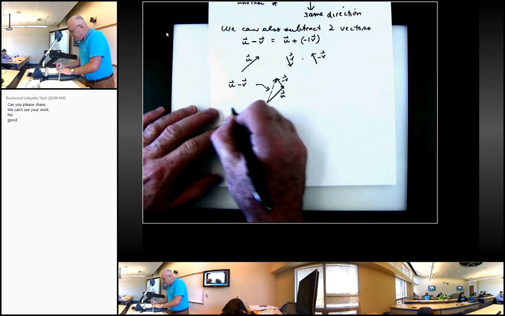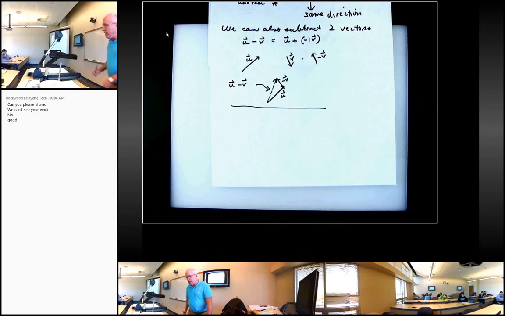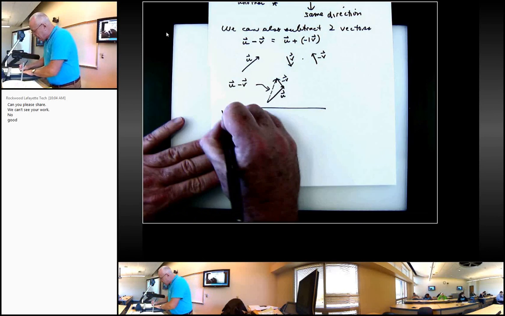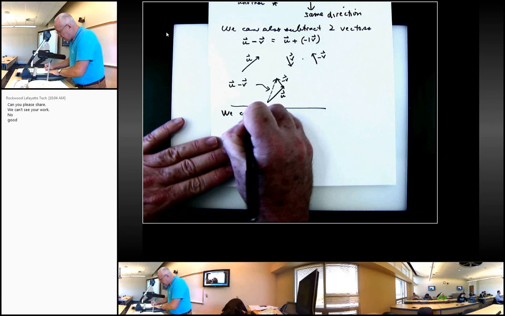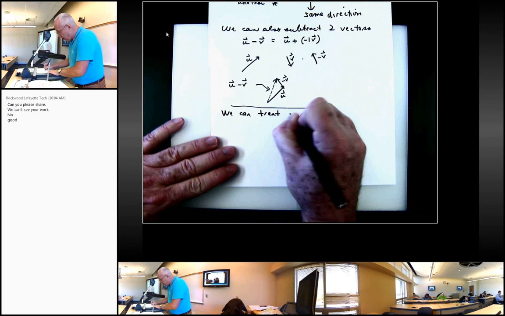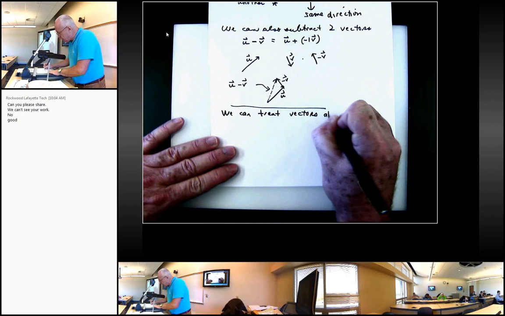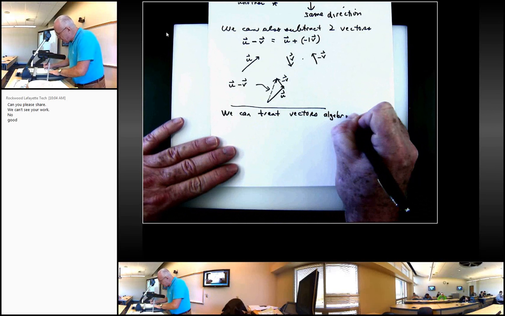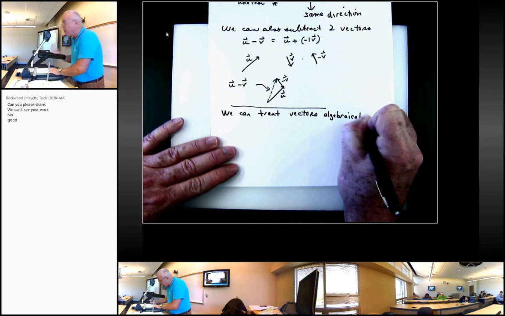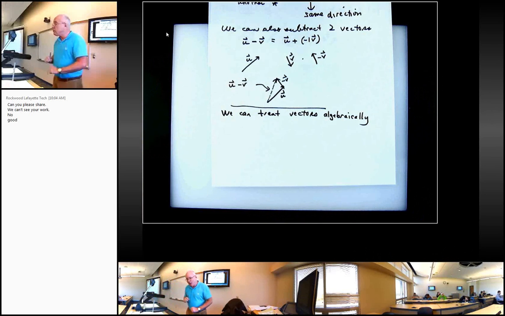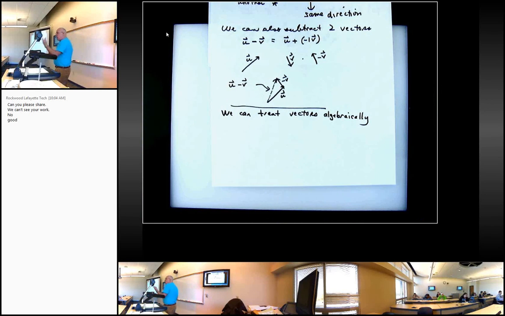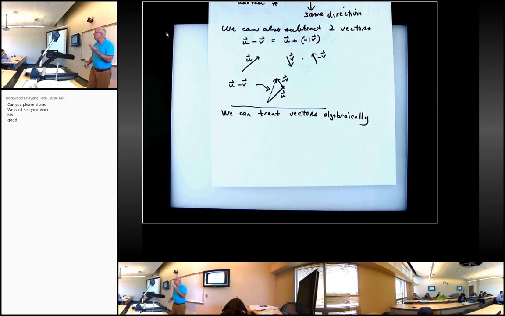So we can treat vectors algebraically. Yay! All right, so therefore what we do here is, we're talking about three-dimensional space, so a vector is going to have three number components to it.